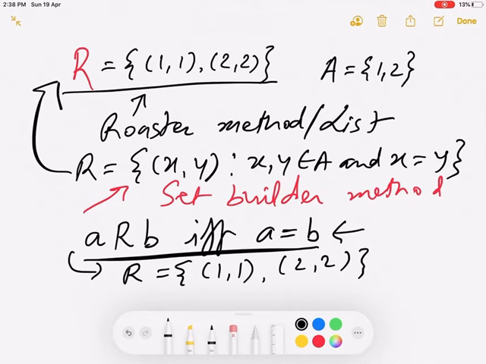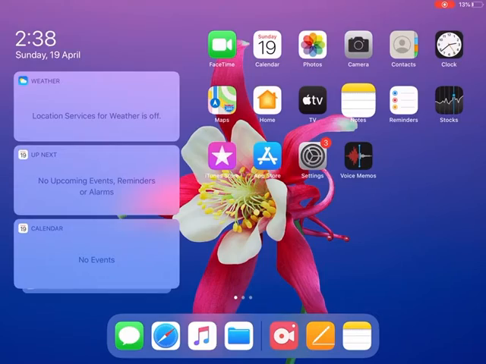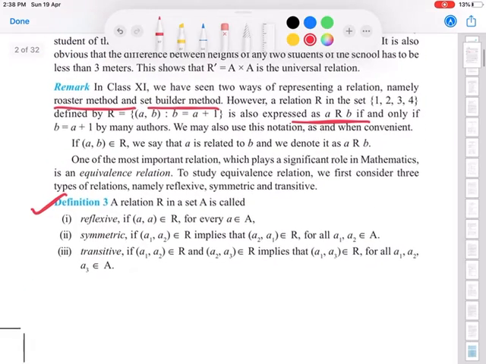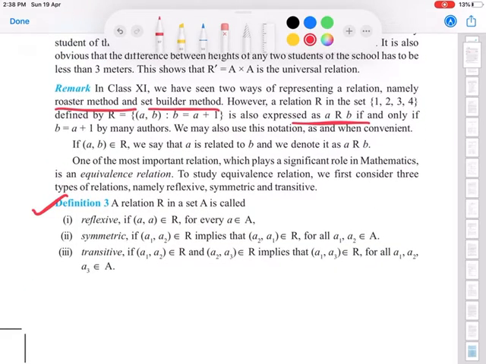Now let us go back to the NCERT here. Let us see a few more things from there. Now as I had already explained these three things, these are written here. You can see over here they have written the roster method, the set builder method, and this is the third way of expressing A is related to B. Now they have given another thing here which is definition 3 of reflexive, symmetric and transitive.